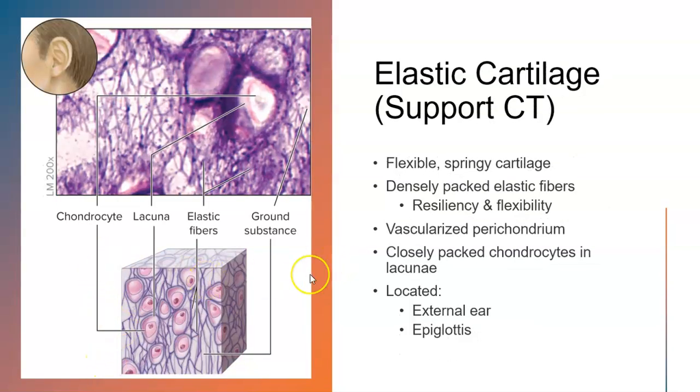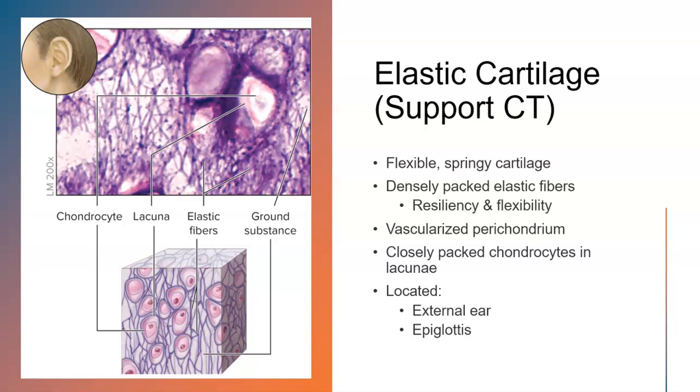Now, your elastic cartilage, well, that should tell you something. It's elastic, so it's springy, it's flexible. Bend your ear forward. Let go. Bend it backwards. Let go. Twist it around. Let go. It's just like it was before you started because of the elastic cartilage found in that auricle of the ear.